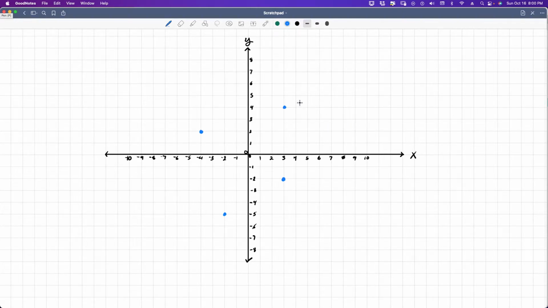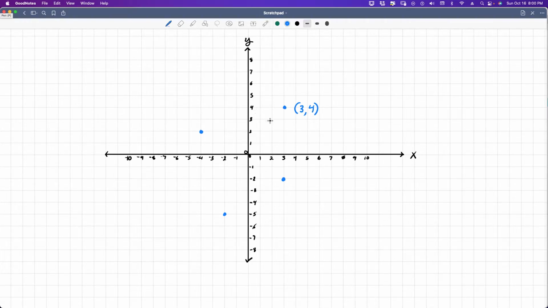So I'm going to draw my parenthesis next to it, and I'm going to find the x. I'm just going to go down until I see the x, and that is a 3. It's a positive 3. So I'm going to write positive 3, and I'm going to put my comma, and now I'm going to find the y value for this point, and that's the vertical. So that's a positive 4, just like that. So the coordinates for this point are (3, 4).